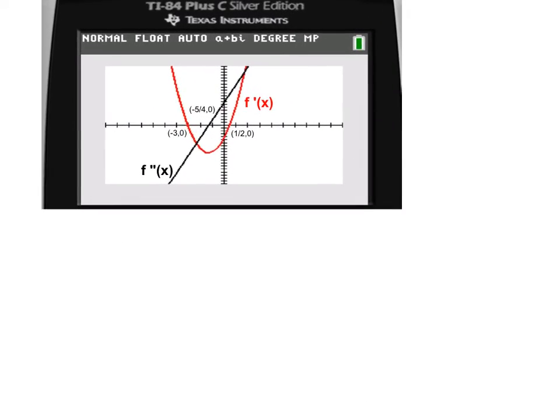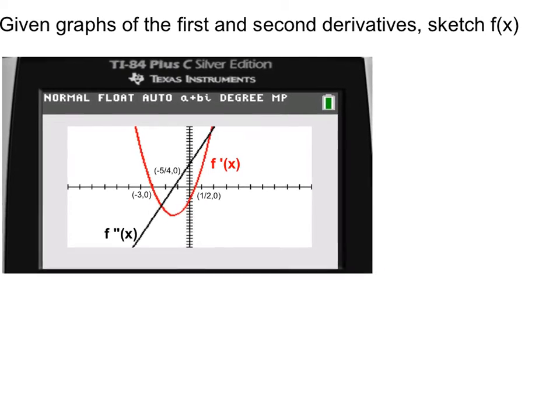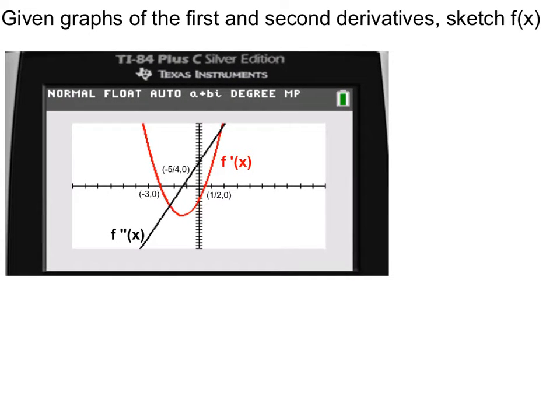Okay, let's zoom in a bit. Okay? So here, our first derivative is a parabola. Our second derivative is a line. Okay, but not a constant this time. So let's talk about our second derivative. What do you notice?